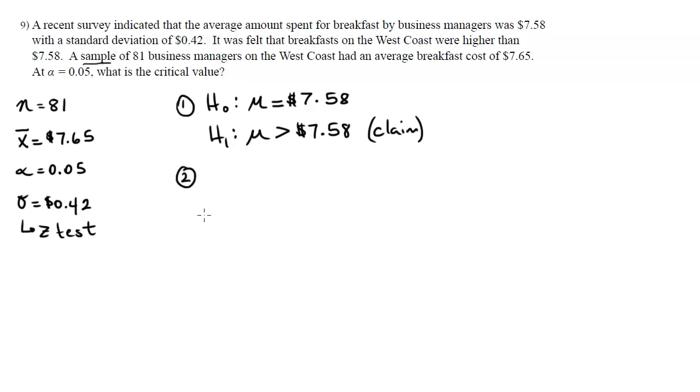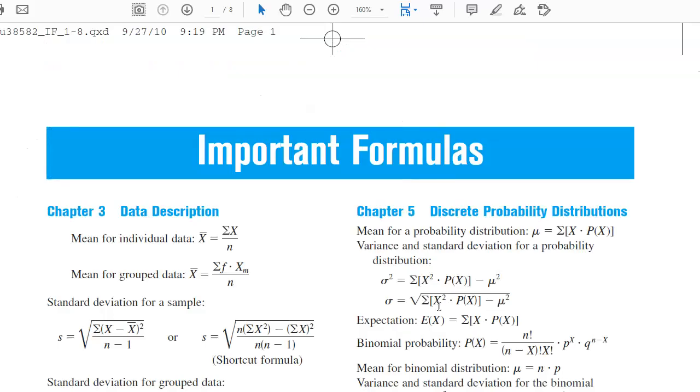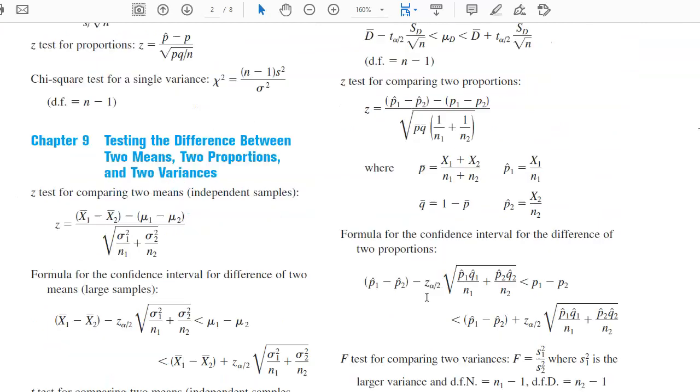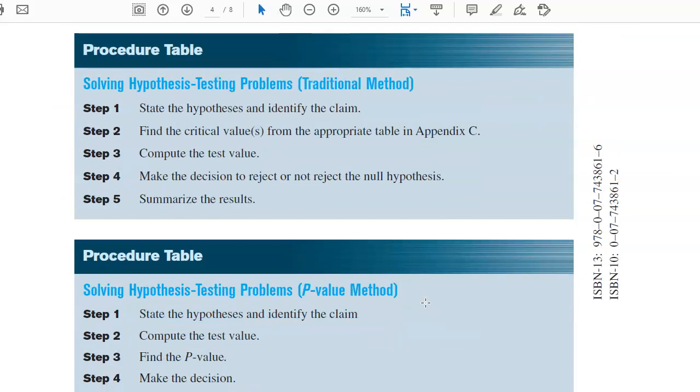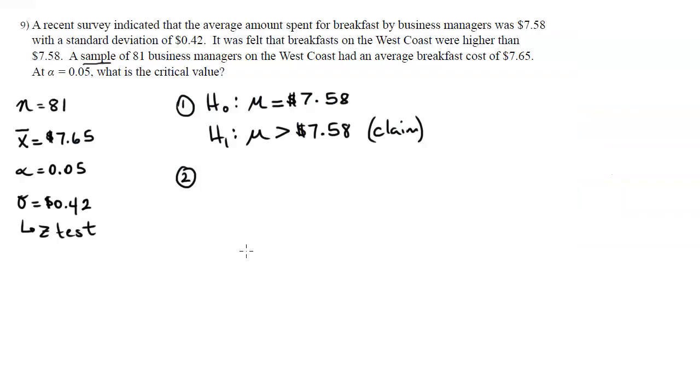Second step of the hypothesis testing process. And where am I getting these steps from? If you go to your formula sheet, third or fourth page maybe, fourth page, procedure table for solving hypothesis testing problems. We've got the traditional method and the p-value method. You'll see both of them later on in some other questions, right? But the traditional method: state the hypotheses and identify the claim. That's what we did here. And the second step is find the critical values from the appropriate table. That's what we're doing now. That's what is going to answer the question.